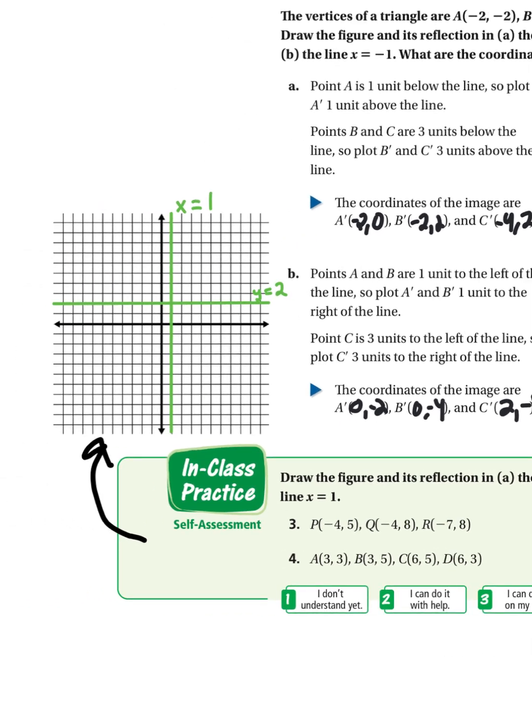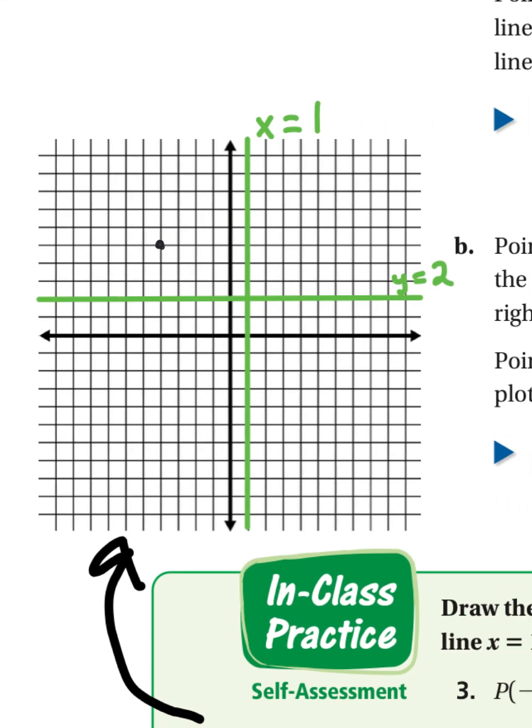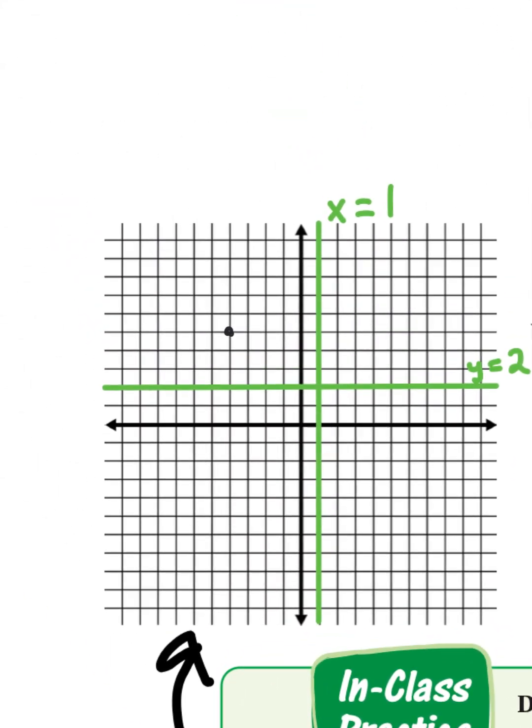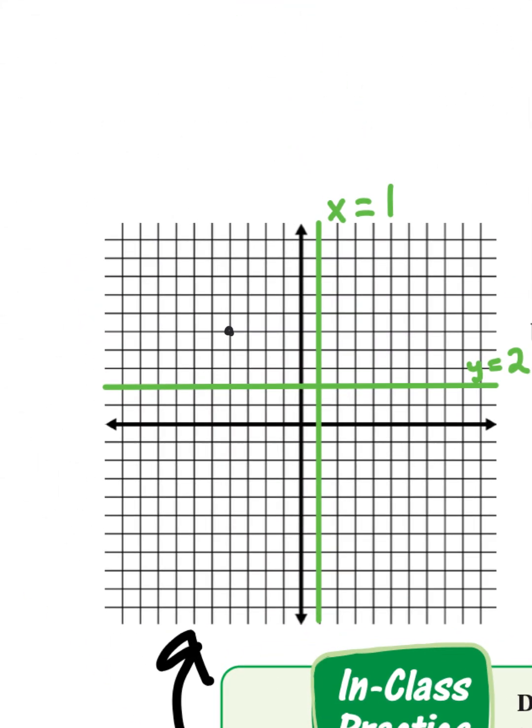All right, I want you guys to use this graph on the left here to plot these two images. So number 3 is going to be a triangle. This triangle is at -4, 5. Should we count -4, 1, 2, 3, 4, 5. -4, 8, and -7, 8.